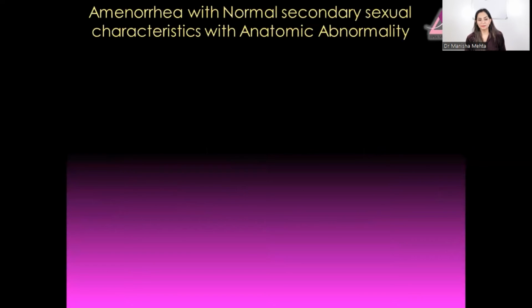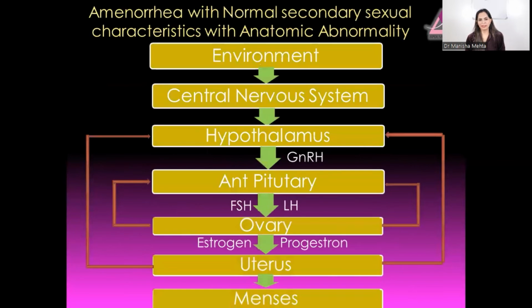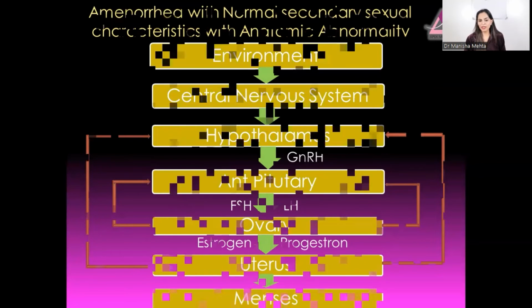So let's start with the anatomic abnormality. Naturally, if you are going to do any tests for this person, the hormones would be normal. Naturally, the hypothalamus pituitary is functioning well. There is FSH, there is LH coming right on time. The estrogen is preparing the endometrium. The progesterone is coming right on time. The uterus probably is also working, but it's not coming out.